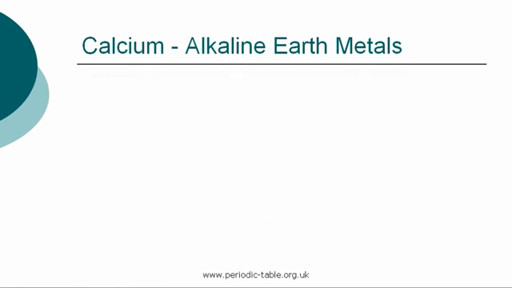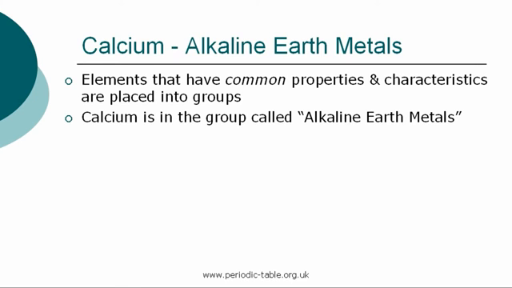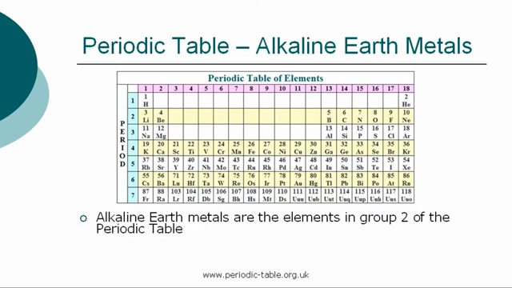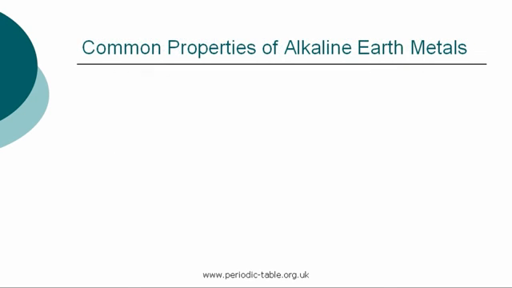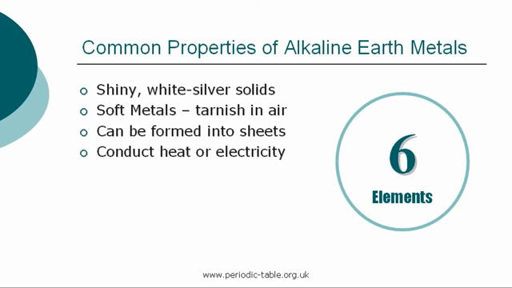Once the properties of an individual element have been identified, it is placed into a group of elements which have common properties and characteristics. Calcium is in the group called the alkaline earth metals. The 6 elements classified as alkaline earth metals are in group 2 of the periodic table. The names of these elements are beryllium, calcium, strontium, barium, and radon. The alkaline earth metals are shiny silver-white colored solid metals that are seen to tarnish in air. They are soft metals, although they are harder and denser than the alkali metals. These metals conduct heat or electricity and can be formed into sheets.